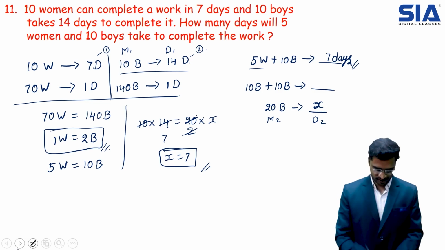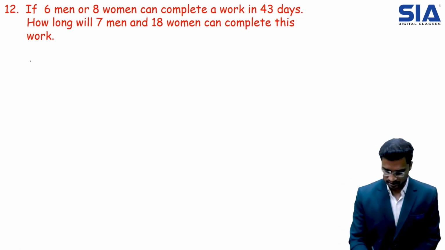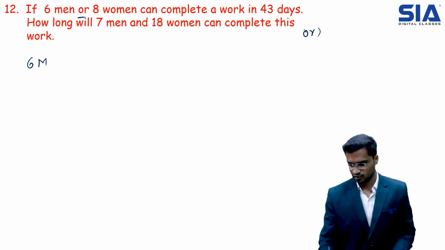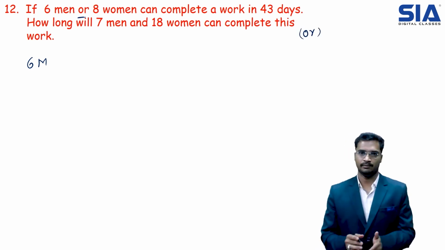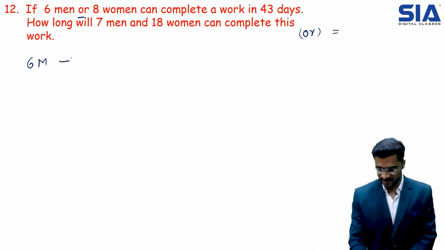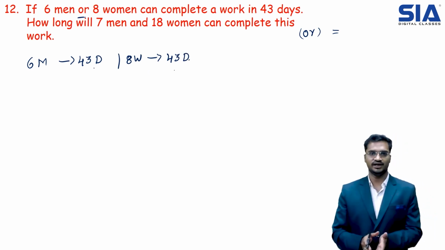Okay. Now coming to the next question, which says 6 men or 8 women can complete this work in 43 days. So here 6 men, here observe this. This is another model which says or. So whenever you see or in time and work, you can simply assume it as is equals to. So 6 men are completing this work in 43 days. In the same way, 8 women are completing this work in 43 days. So left side and right side, both of them are completing in 43 days.